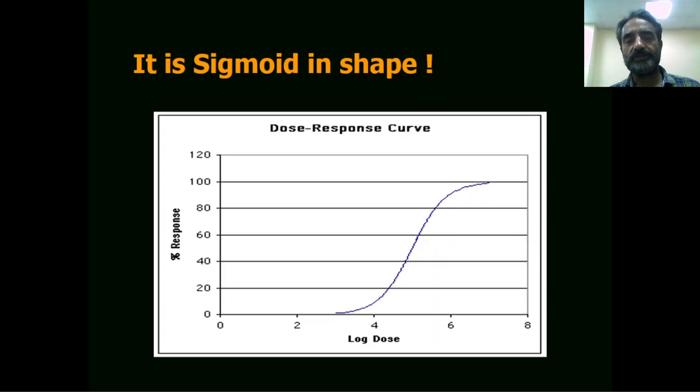So the dose response curve, the log dose response curve is sigmoid in shape. It is no more rectangular hyperbola, it is sigmoid in shape, so that the middle portion of the curve, it is a straight line.